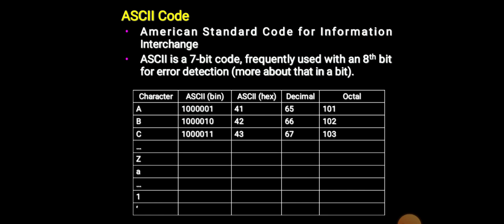ASCII code, American Standard Code for Information Interchange. ASCII is a 7-bit code, frequently used with an 8th bit for error reduction. Character, ASCII bits, ASCII hexadecimal, octal.